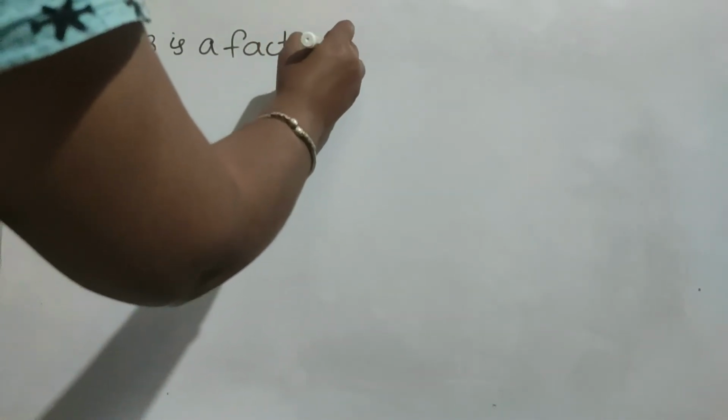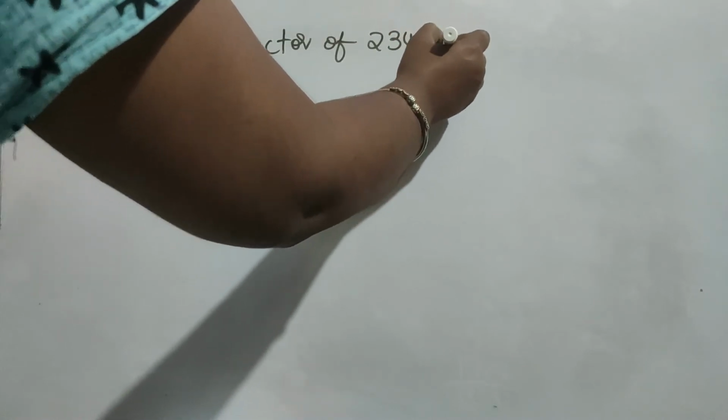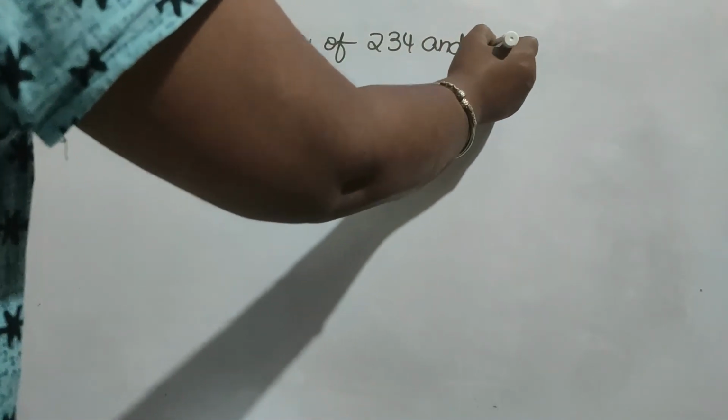A number which is a factor of two numbers is given below. Show that this number is also a factor of the sum of the two numbers as well as a factor of the difference of the two numbers. Now, the first question: 3 is a factor of 234 and 54.